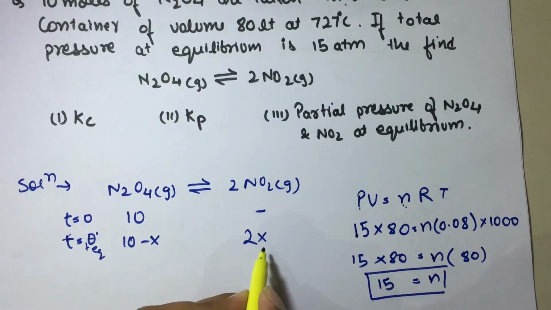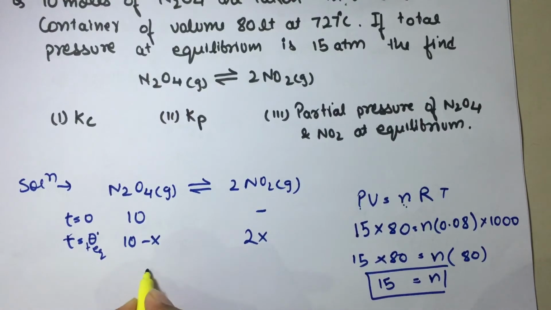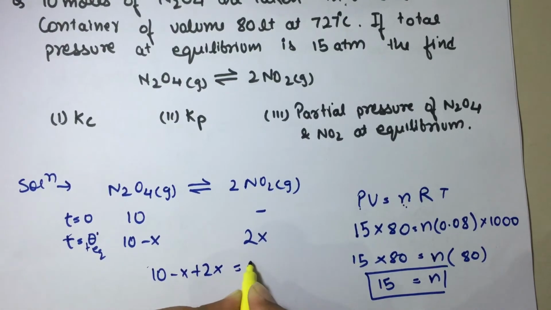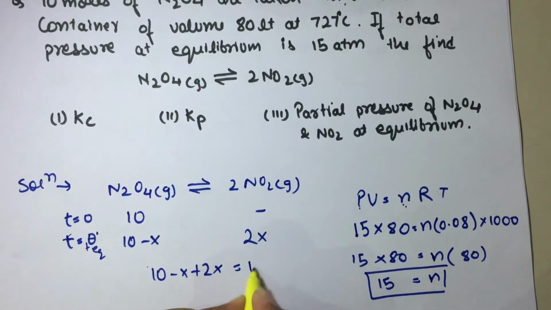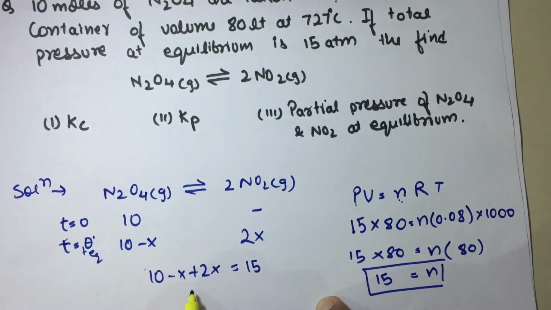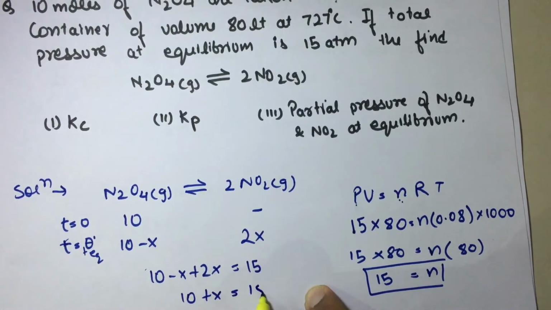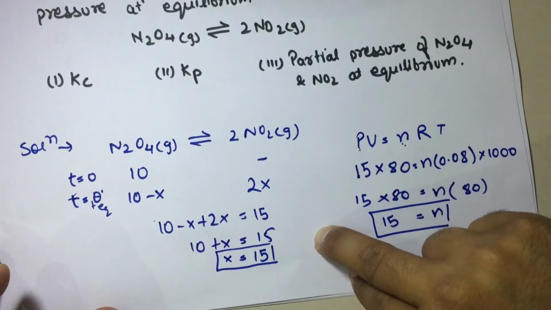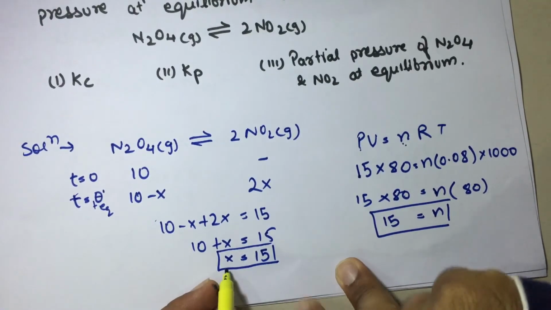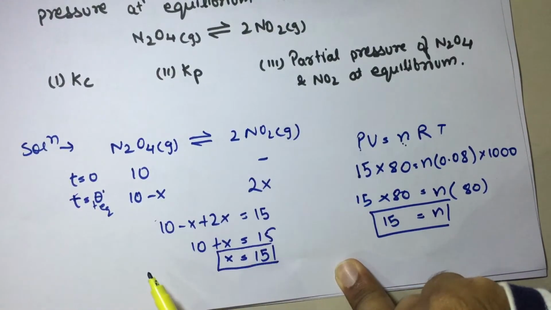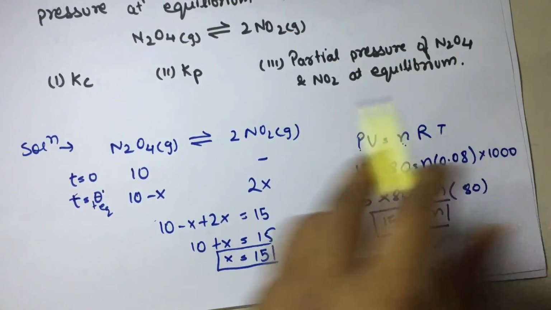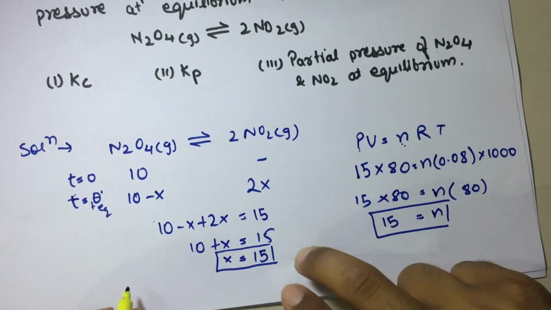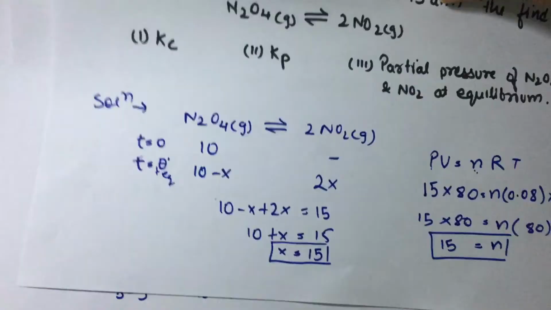In this equation we use this total number of moles. From 10 minus x plus 2x, which is the total number of moles at equilibrium, it will become 15. So from here we find the value of x. 10 plus x is equal to 15, and x will be 5. Easy? Now we put the value of x in N2O4 and NO2 to find the partial pressures and Kc and Kp. So let's do it on another page.